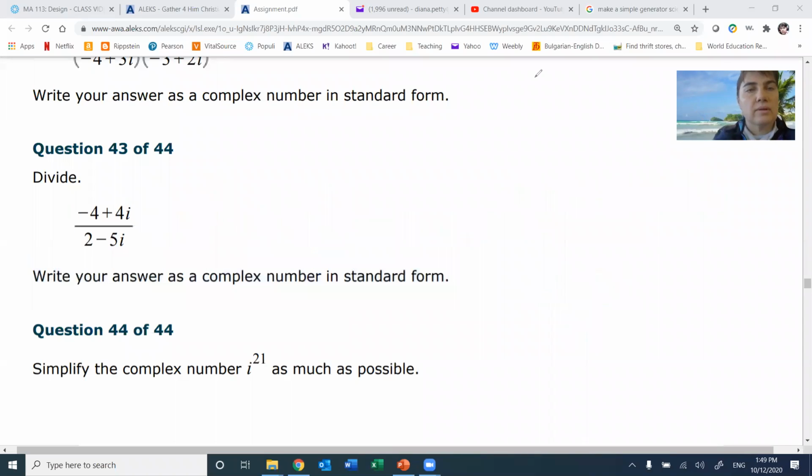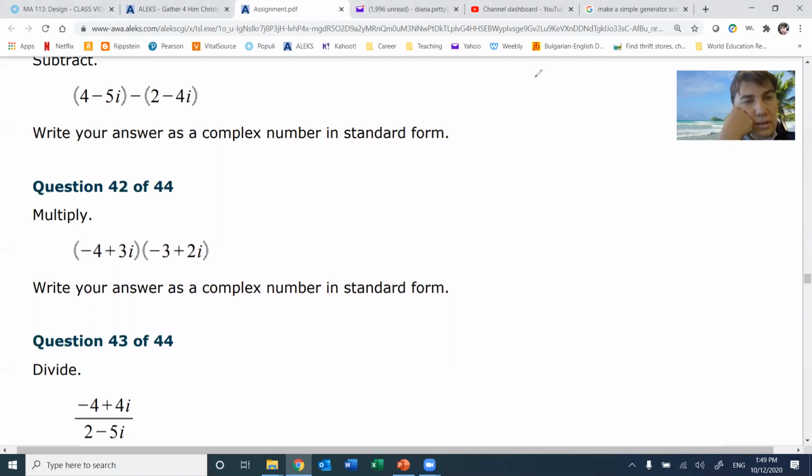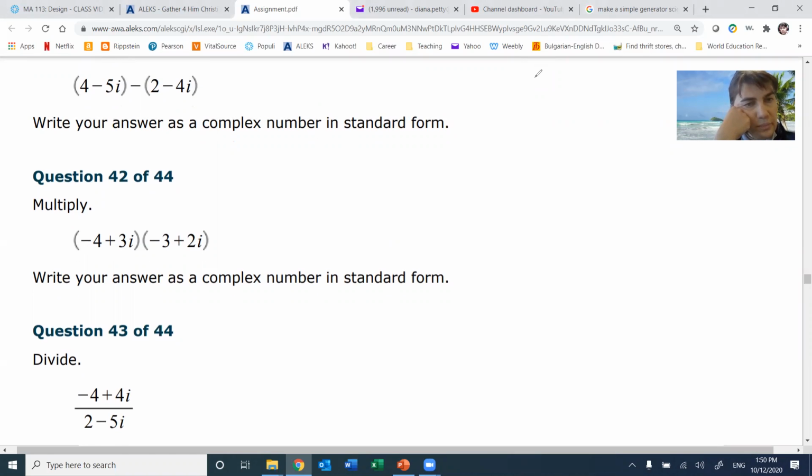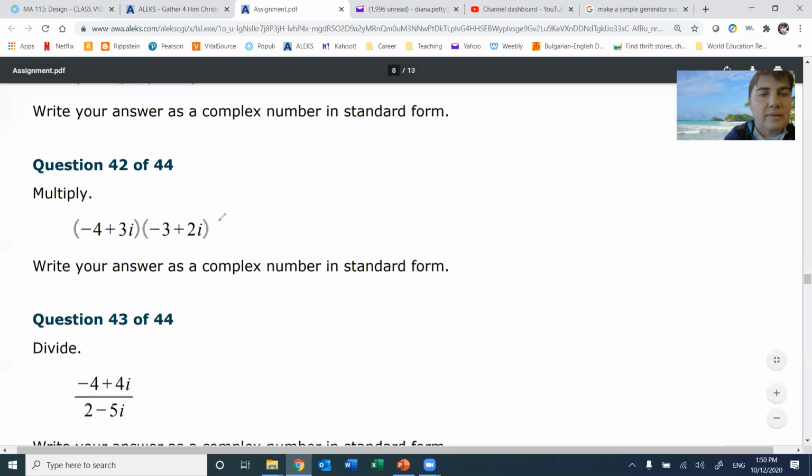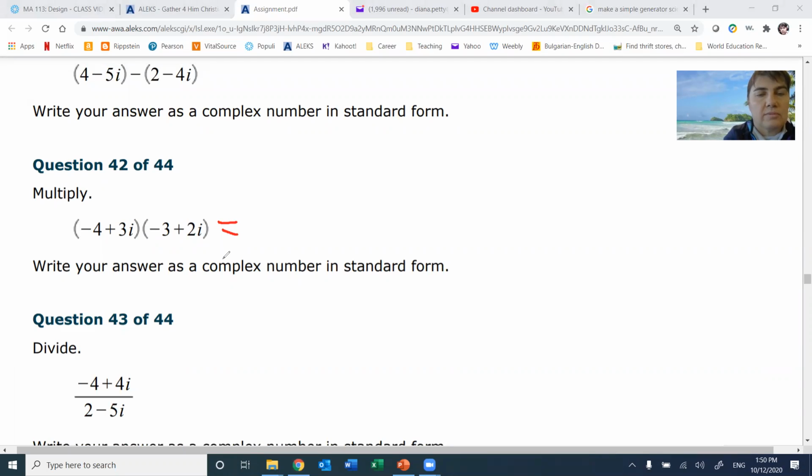Moving on. 42. Oh, this is so easy. Come on, do it. 42. Multiply those two things and tell me what the result would be.